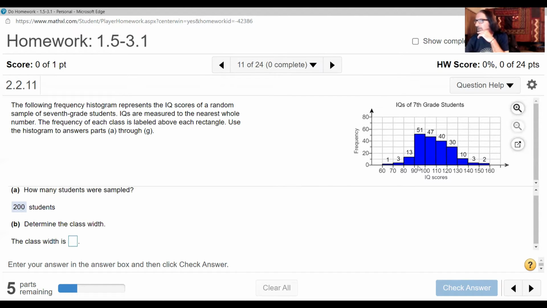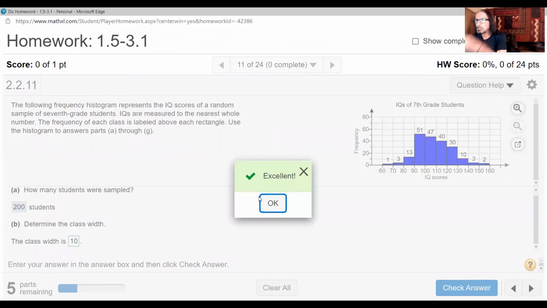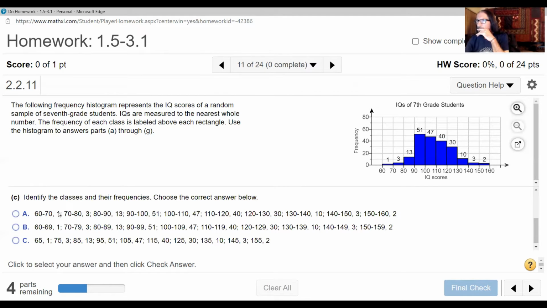What's the class width? They are being grouped by tens. However, according to the textbook this is coming from, you don't read them as 60 to 70, 70 to 80, 80 to 90, and so on. We're dealing with a discrete variable here. IQ scores are given to the nearest whole number.